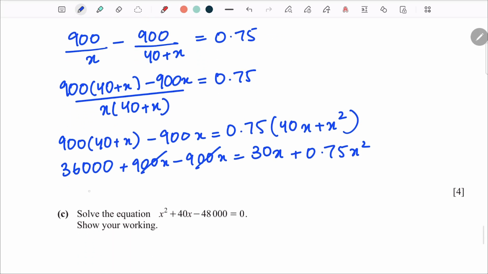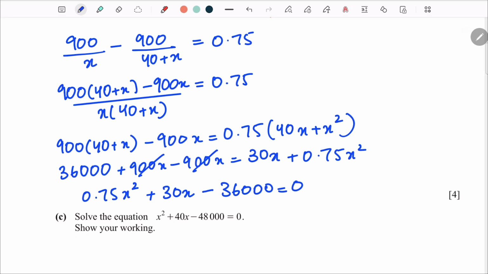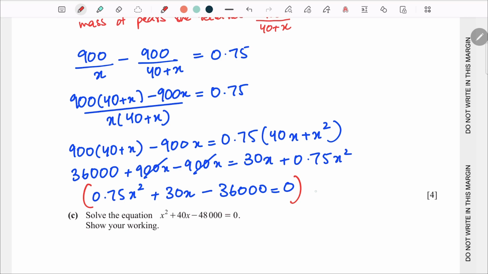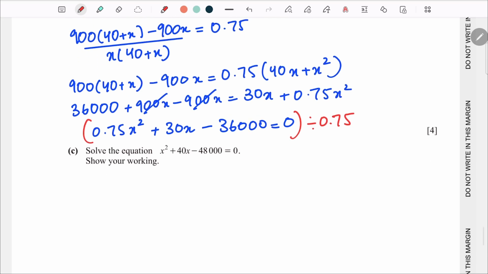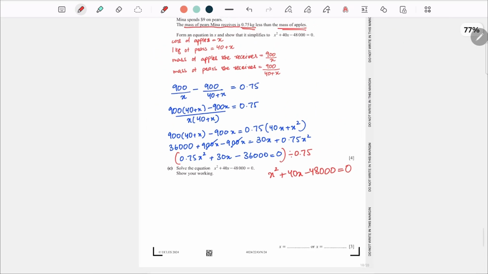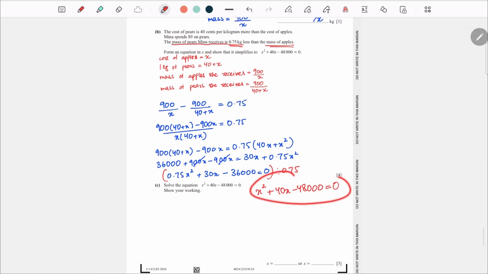Now 900x and 900x will cancel out because it is plus and minus. So my equation will be 0.75x square plus 30x, and then I'm going to shift 36,000 to the other side. It will become negative. So 0.75x square plus 30x minus 36,000 is equal to 0. Now if I divide all the terms by 0.75, the final equation I'm going to get is x squared plus 40x minus 48,000 is equal to 0, and this is what I had to show in the question.